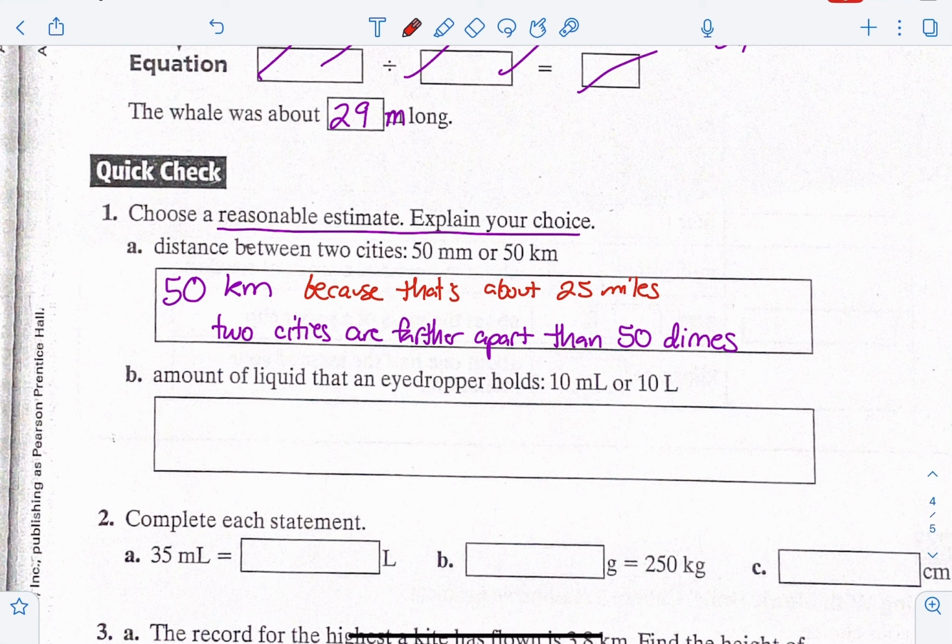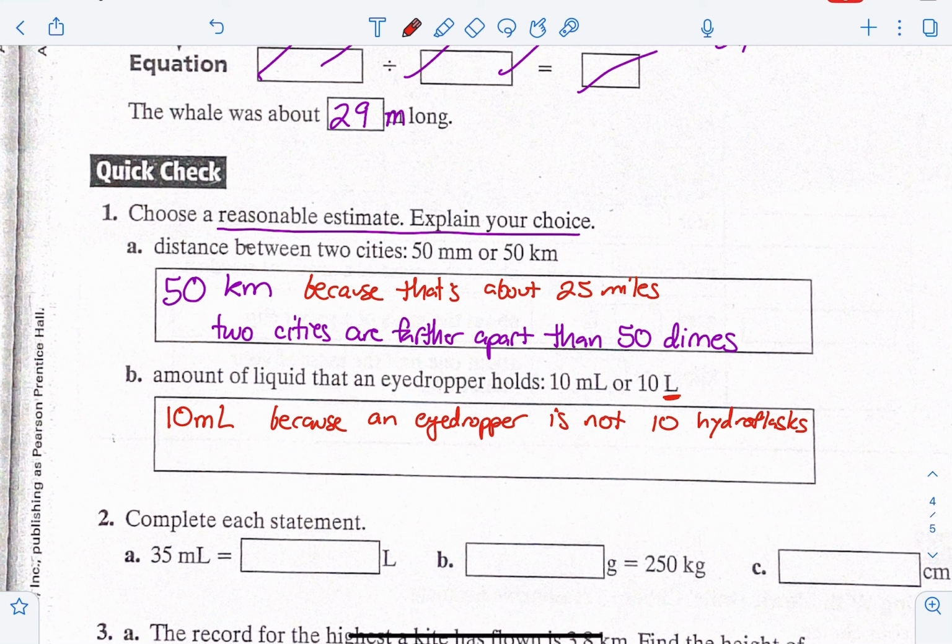All right, so for B, hopefully you chose 10 milliliters, the amount of liquid in an eyedropper, because eyedroppers are not going to be the size of 10 hydro flasks, because remember, a liter is going to be about your hydro flasks. So you could say, because an eyedropper is not 10 hydro flasks.